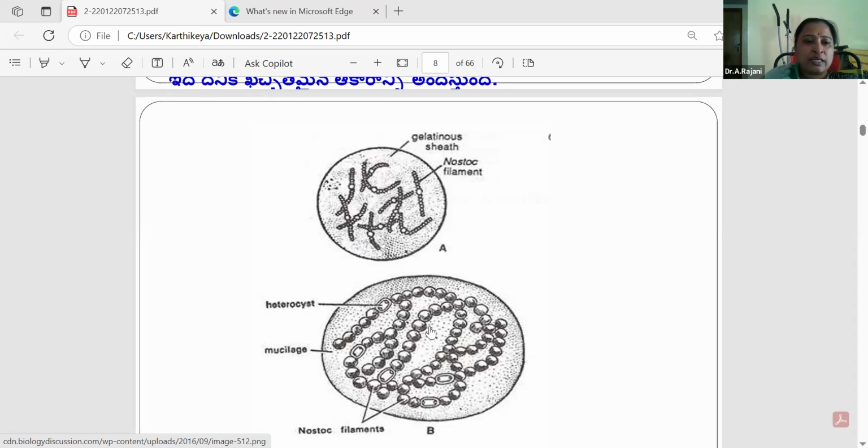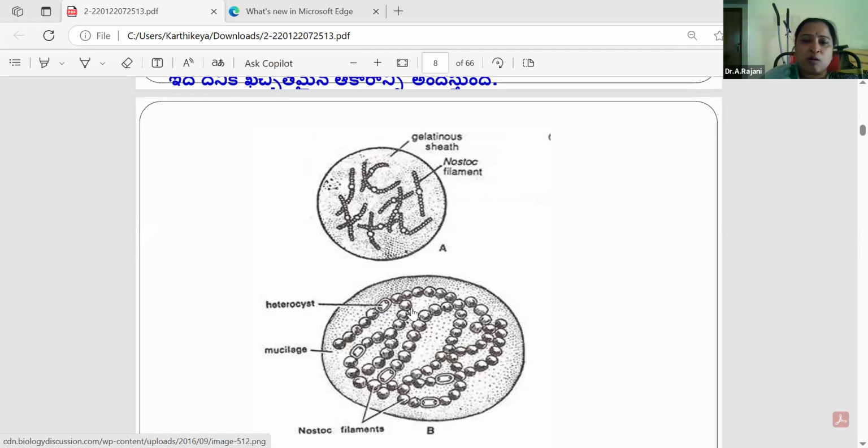And another thing: in the filament, there are some large spherical cells. These large spherical or surrounding cells are colorless, empty cells. This is called the heterocyst. You can observe this in the picture.